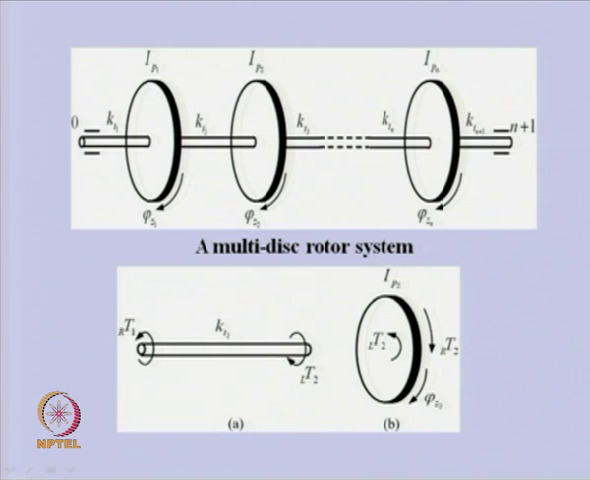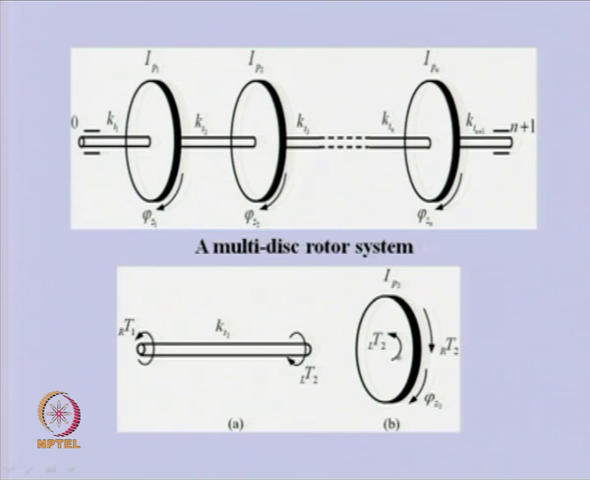Similarly, you can see that we can have n number of stations in a particular system. At one particular station we have two field variables: one is the angular displacement of the disk and the other is the associated torque. We will try to relate these two field variables from one end of the shaft to the other end using the free body diagram.